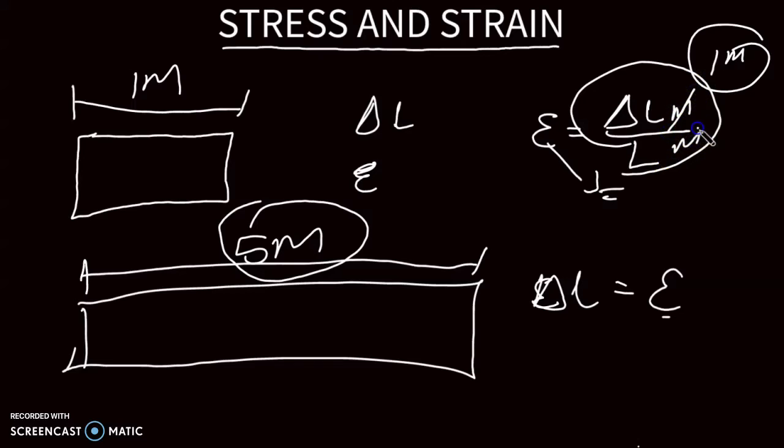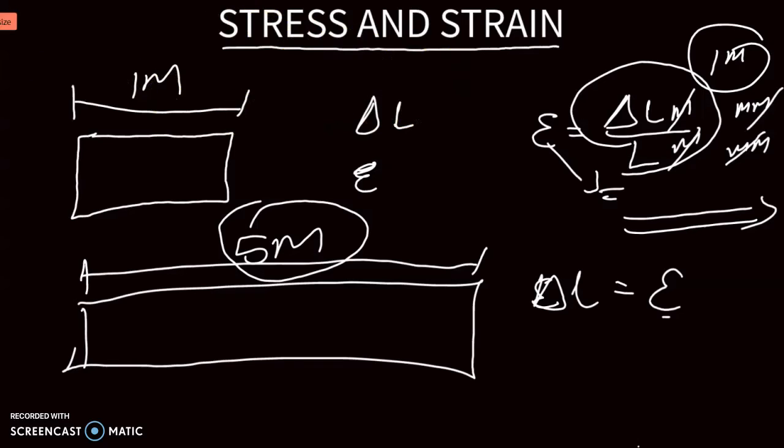This is meters. This and this will cancel. Even if this is millimeters, we must also use millimeters. The SI unit should correspond. This and this will also cancel. Therefore, the strain is unitless, it doesn't have any units.